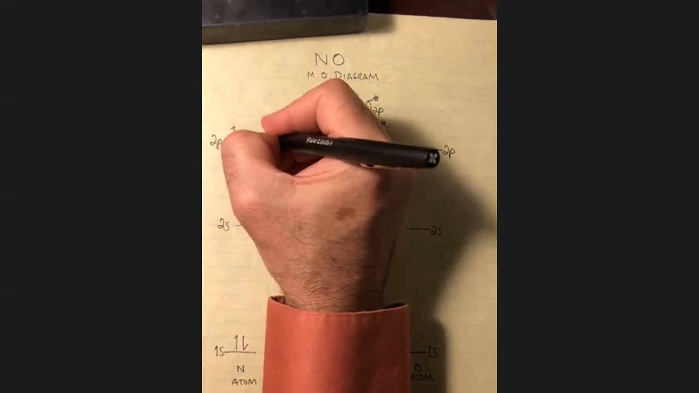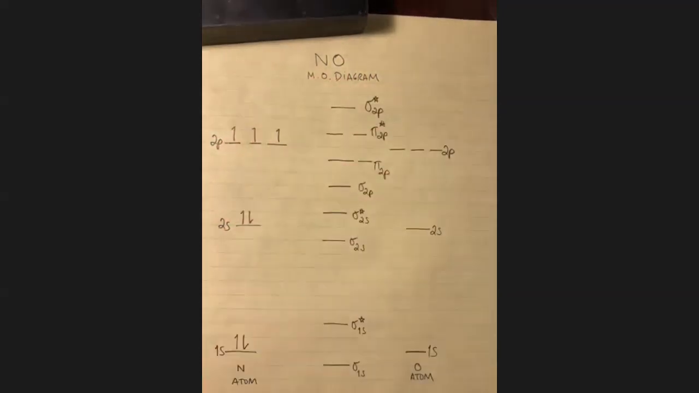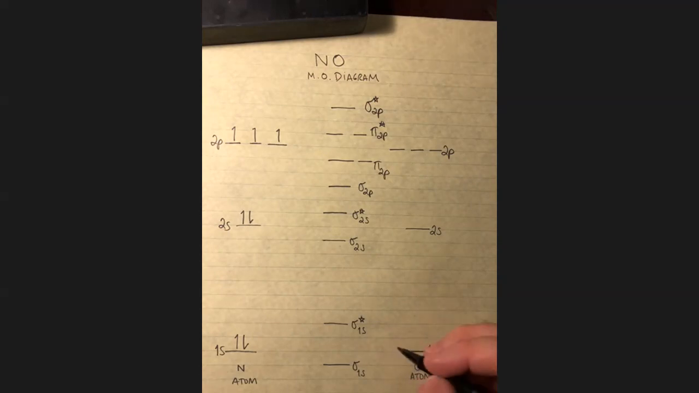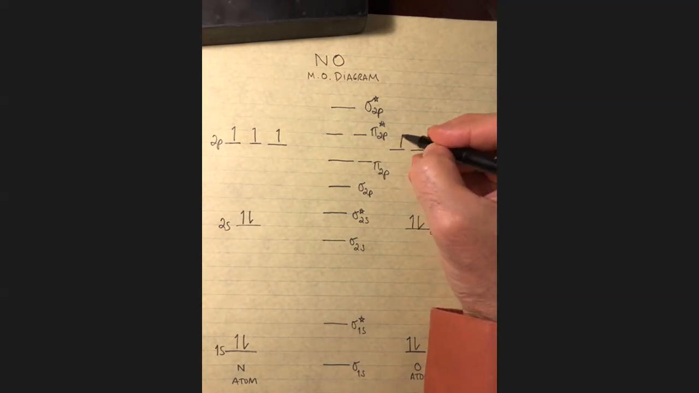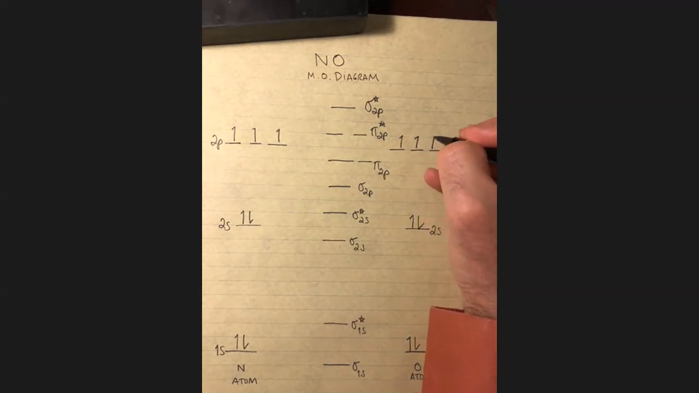And remember that it's going to follow Hund's rule. It's going to have the three 2p electrons in separate orbitals. Oxygen, on the other hand, will have 8 electrons. So it'll be similar, except that when you reach the 2p subshell, one of those orbitals is going to be filled.